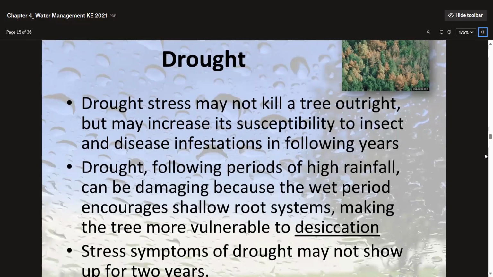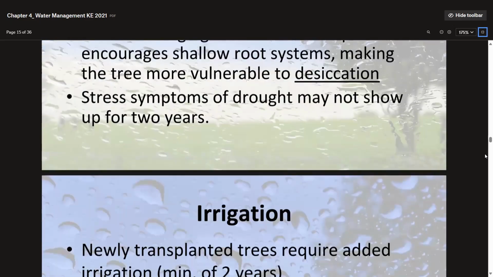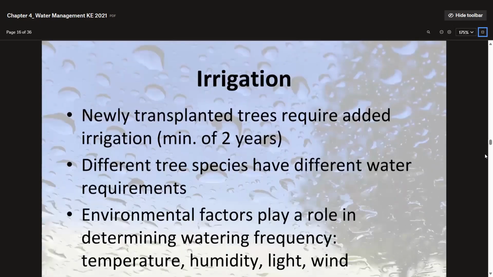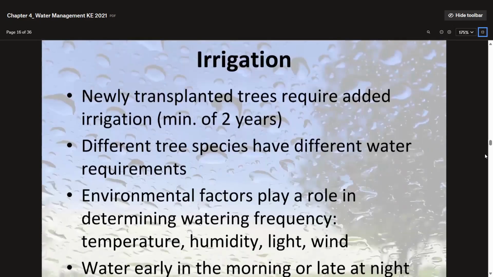Stress symptoms of drought may not show up for 2 years. It may be 2 years later before you see all this drop and things occurring, right? In the smaller leaf production and things like that. It may not show up for a couple of years. Drought is not good for trees. They need that water. We have to think about watering our mature trees when we're in that drought situation. Irrigation. Now, newly transplanted trees require added irrigation for a minimum of 2 years, right?